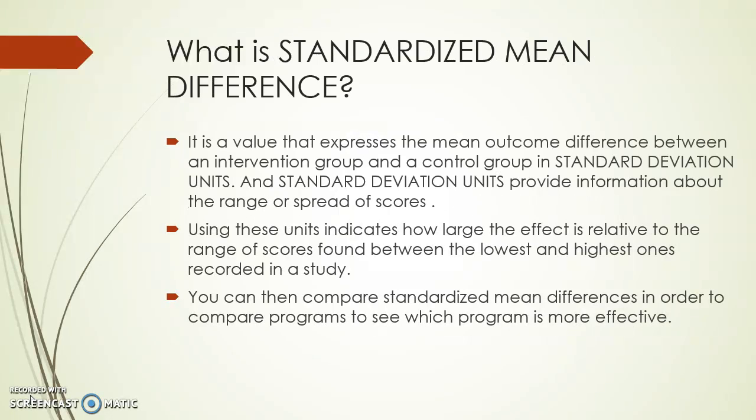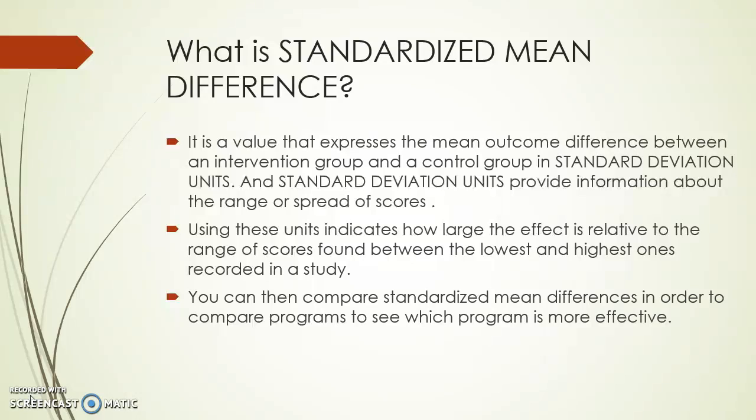What is the standardized mean difference? It is basically a value that expresses the mean outcome difference between an intervention group and a control group in standard deviation units. And standard deviation units provide information about the range or spread of scores. Using these units indicates how large the effect is relative to the range of scores found between the lowest and highest ones recorded in a study.